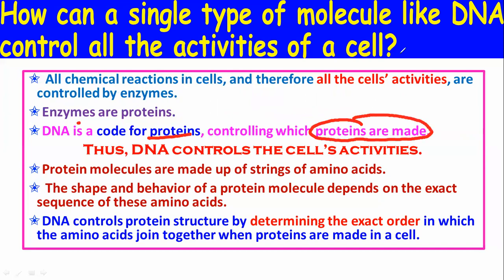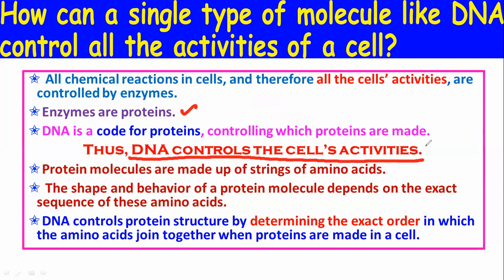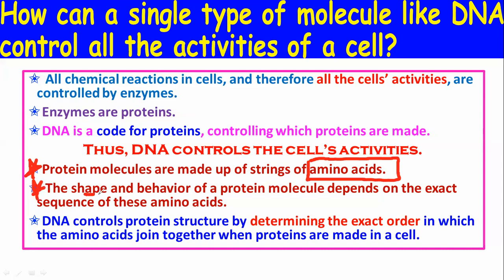So in other words, if we have to make the proteins, it means that DNA is going to control the cell activities. It means it is controlling basically proteins, in other words, enzymes. So the important thing you need to remember about protein is that it is made up of strings of amino acids. And obviously the shape and behavior of protein is going to depend on the exact sequence of these amino acids, which we use the term codons for.